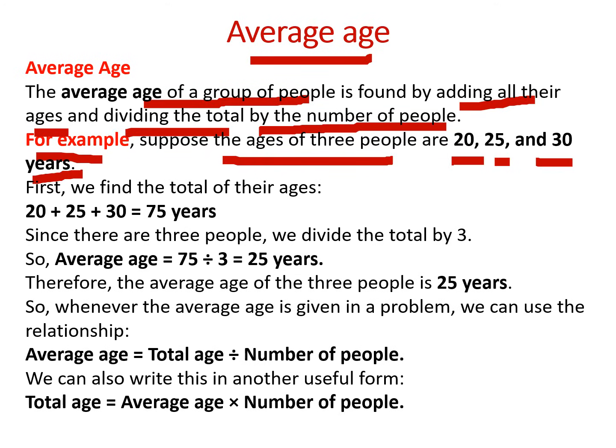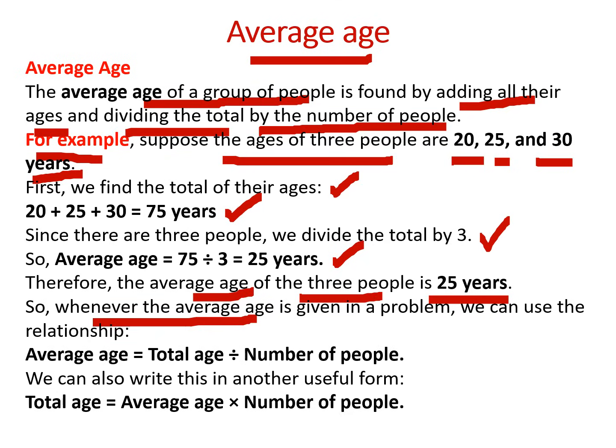First find the total of their ages. We get 20 plus 25 plus 30, which is equal to 75 years. Since there are 3 people, we divide the total by 3. So, average age is equal to 75 divided by 3, which is equal to 25 years. Therefore, the average age of the 3 people is 25 years.